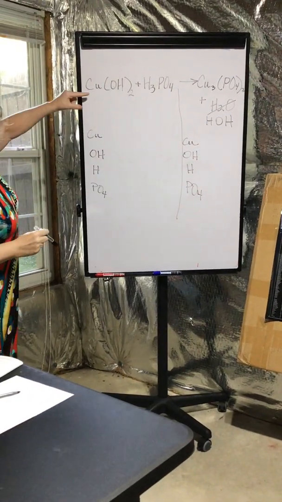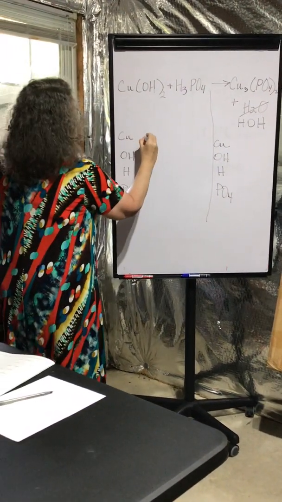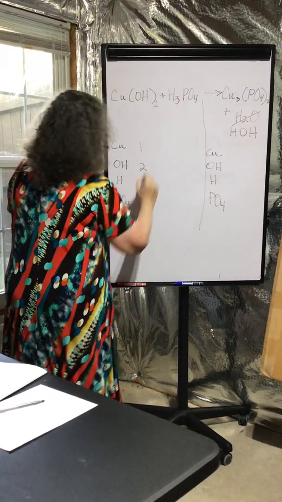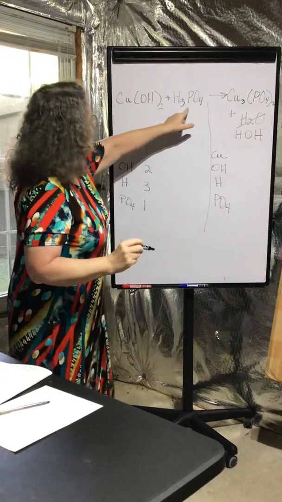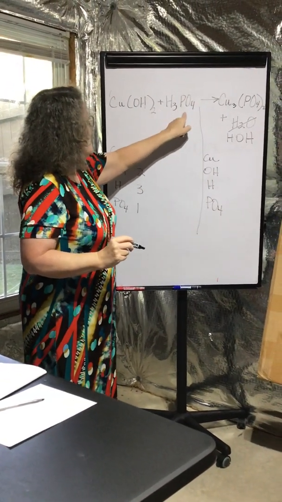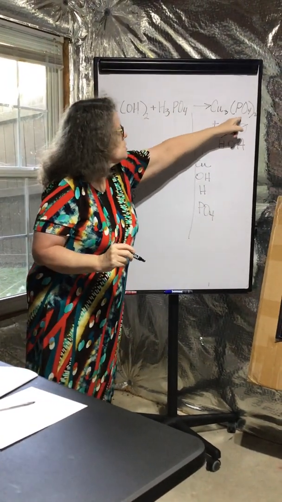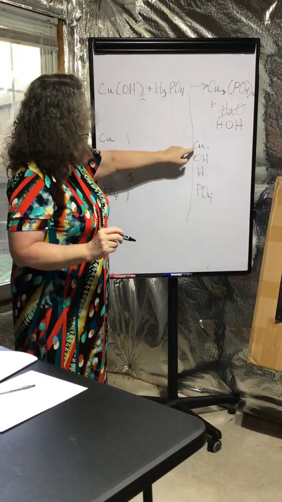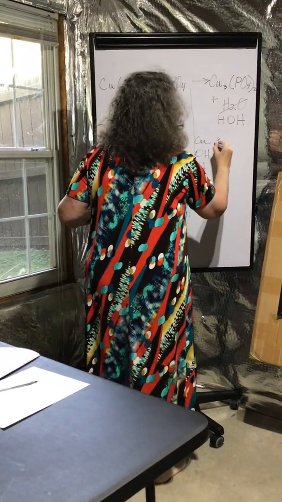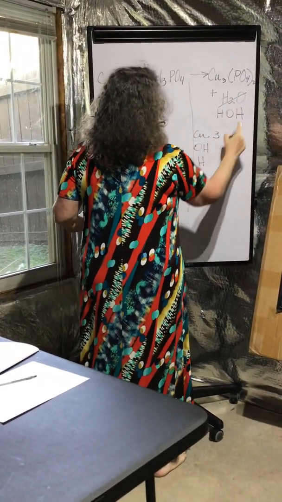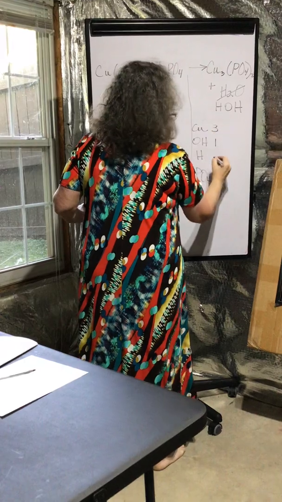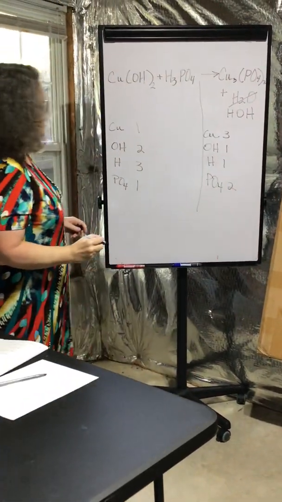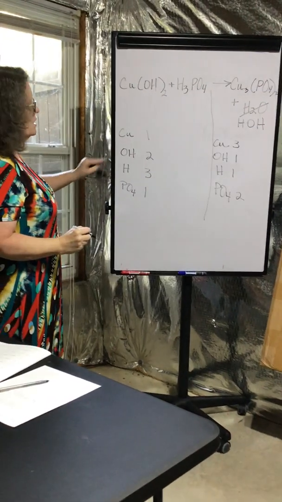Now, let's score it. I have 1 copper, 2 OHs, 3 hydrogens, 1 phosphate. Because this is a polyatomic ion, when we have a polyatomic ion, like we do here, this is 1 PO4, 1 phosphate. So copper here we have 3, okay? We have 1 OH, 1 H, 2 phosphate. Okay, we're going to deal with the middle water last.